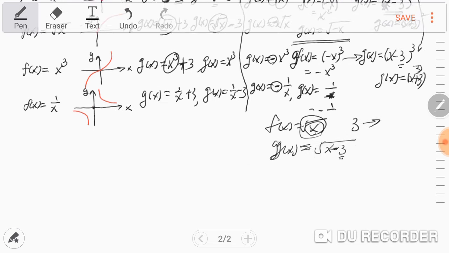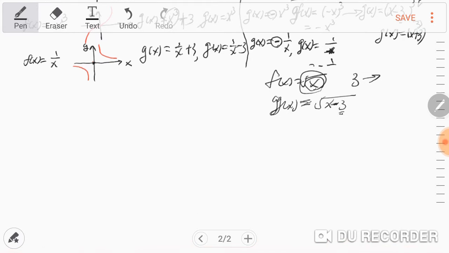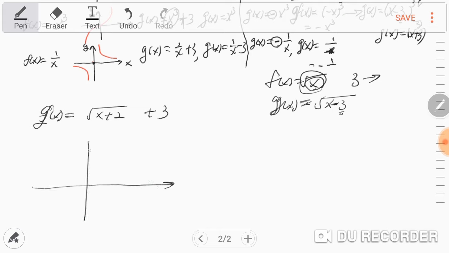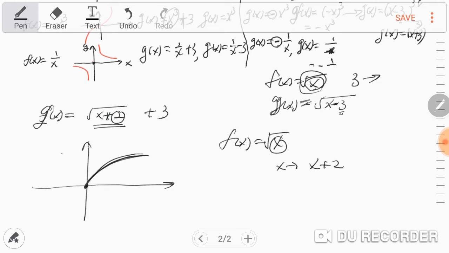Okay, let's try some examples. What would be the graph of square root of x plus 2, plus 3? Then this is the graph of what? Okay, first, let's say f of x is square root of x. Then the graph of square root of x is this. And this x is replaced by x plus 2. That means shift the graph of square root of x 2 units. Plus means to the left. So shift it 2 units to the left like this.